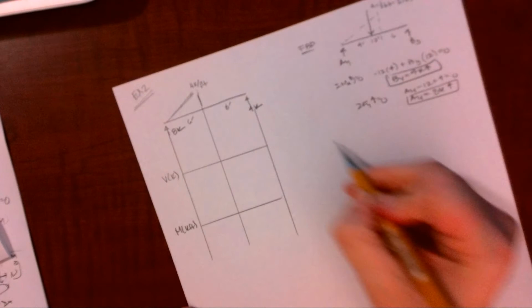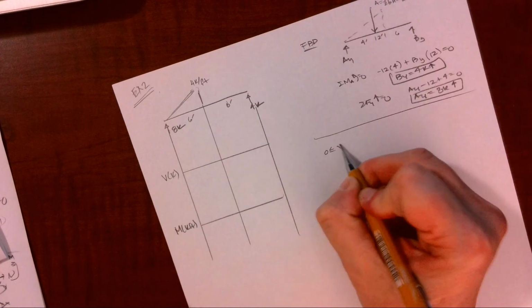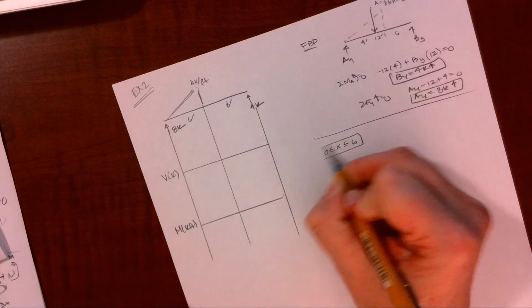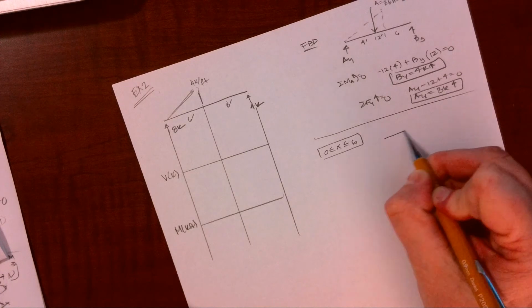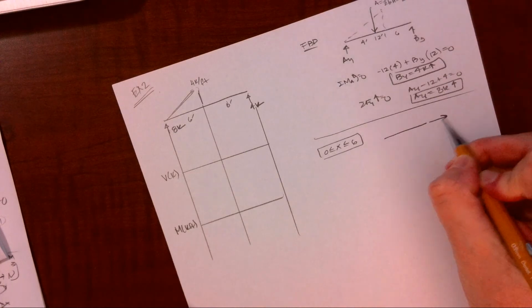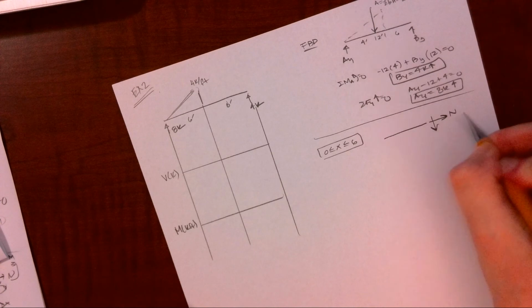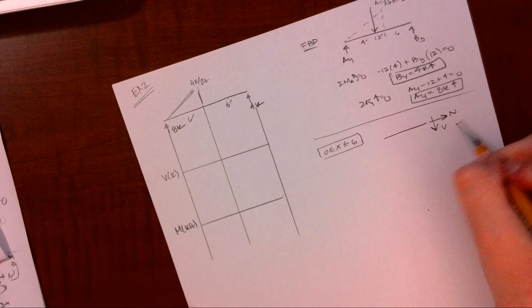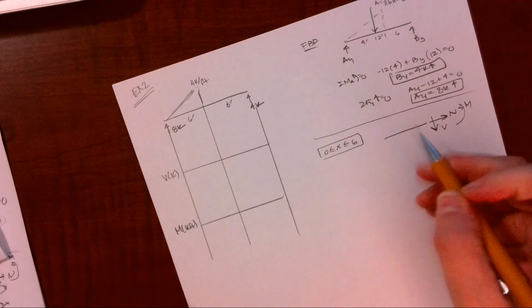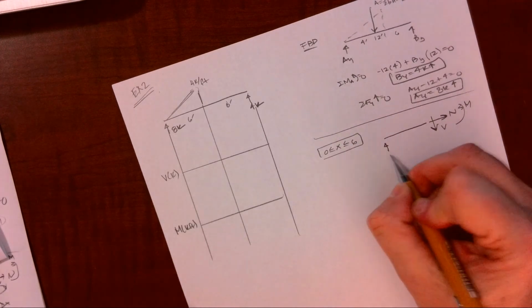So 0 to 6 feet. If you need to use a little piece of paper to cover up, I suggest you do that. We are going to cover everything to the right and just show things to the left from 0 to 6. We can see here that we have 8 kips from our reaction.